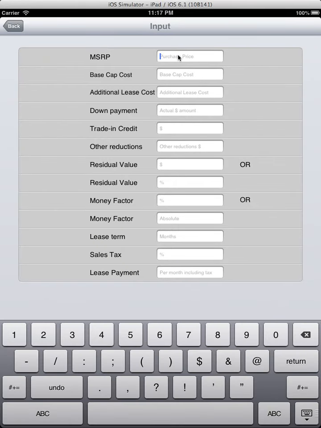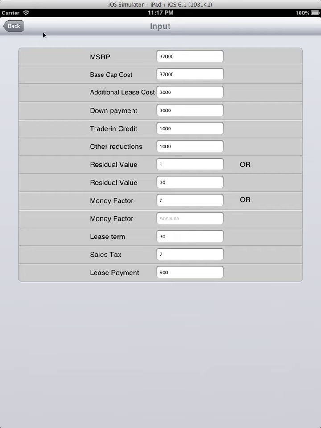Car lease: base cap cost is 37,000, down payment is 3,000, trade-in credit is 1,000, other deduction is 1. Residual value is 20%, money factor is 7%, lease term is 30 months, and sales tax 7%, lease payment is $500. Here's the summary.